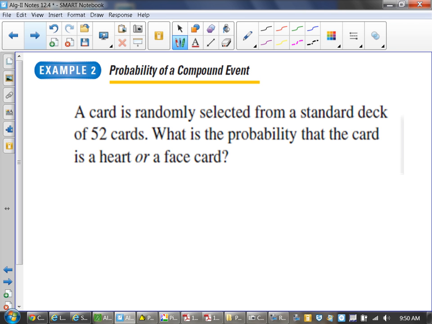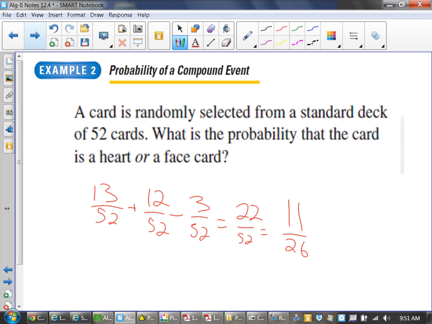Does this one make sense where you have to back something out? You have 13 hearts. How many face cards were there again? 12. There's 12 out of 52 there. But of that 12, what do we have to subtract out? We have to subtract out 3 of the hearts you've already counted. So it's 22 out of 52, which is 11 out of 26. So the probability that we can flip over a card that is a heart or a face card is 11 out of 26.